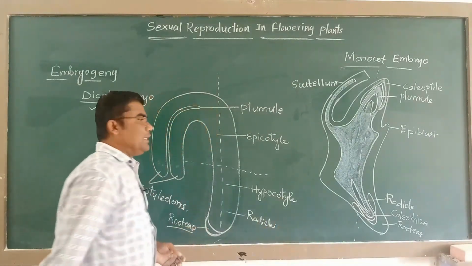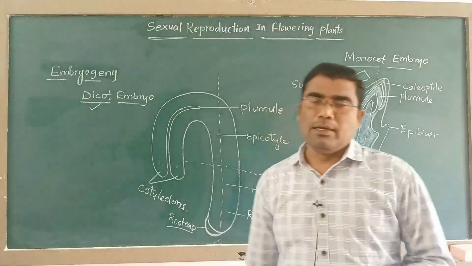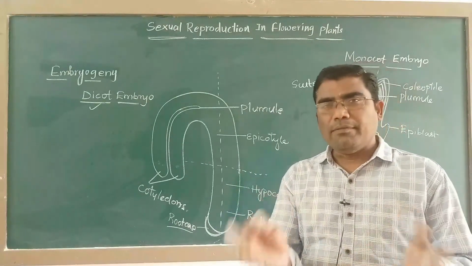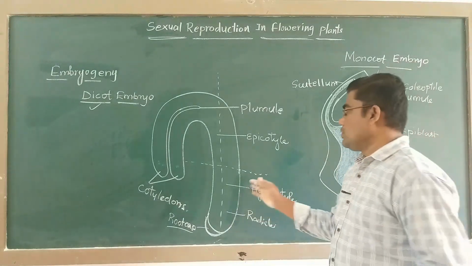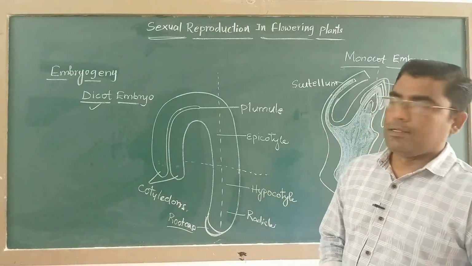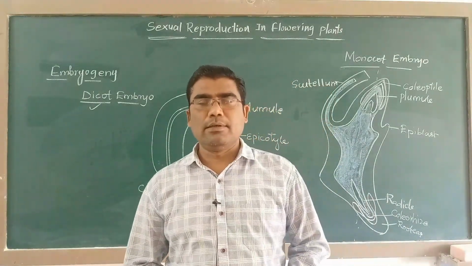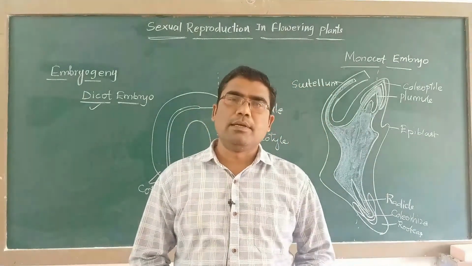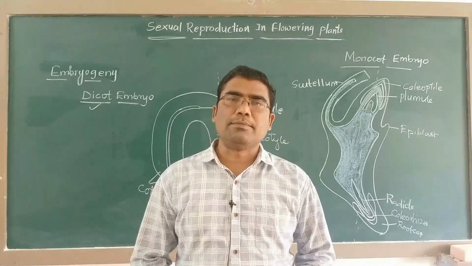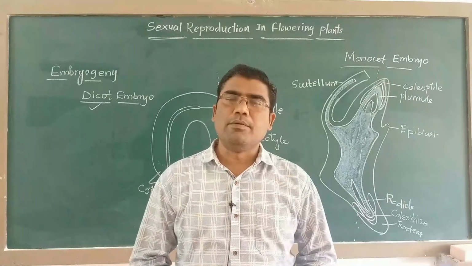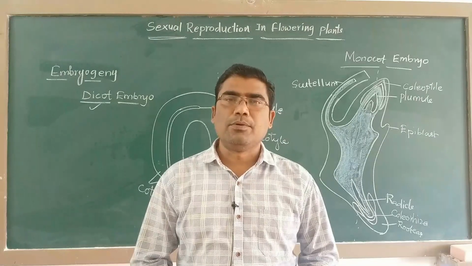So here the basic development of embryo in a dicot as well as the monocot remains the same, but the fully developed embryo in a dicot as well as monocot shows somewhat of a difference. So this is about the embryogeny, and today we have discussed an important concept in the chapter sexual reproduction in flowering plants. Please remember this concept. In the next class we will proceed with the new concept. Up to that, thank you, be safe.